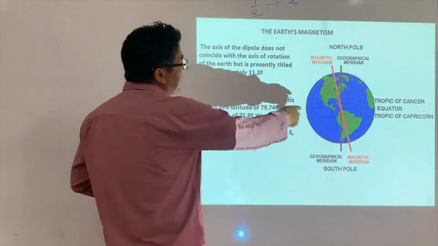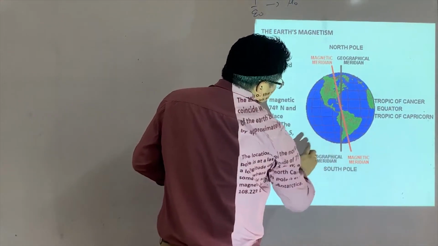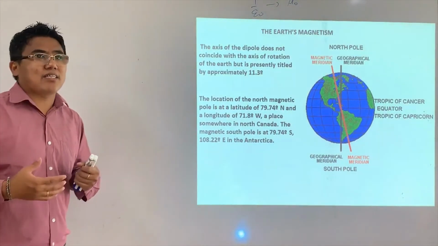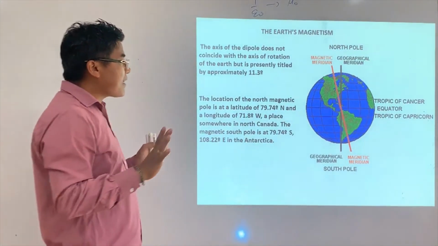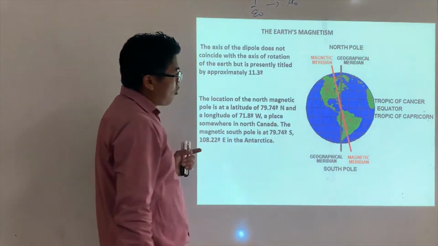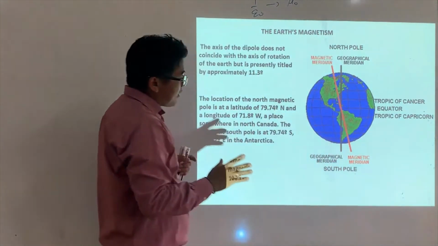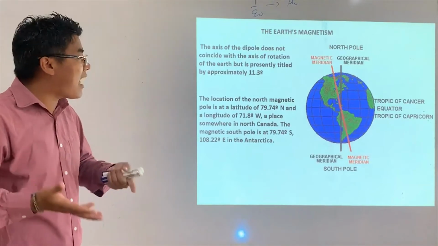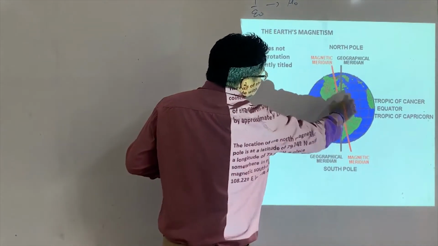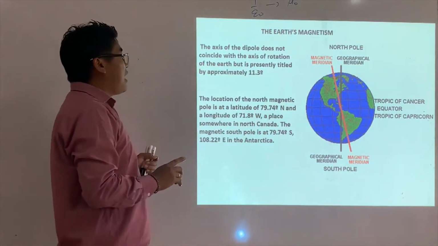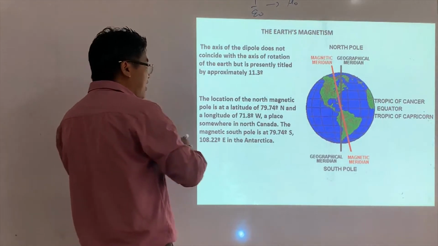That means geographical meridians do not coincide with magnetic meridians. A magnetic meridian is defined as a longitudinal line that joins magnetic north and magnetic south. And a geographical meridian is an imaginary longitudinal line that joins geographical north and geographical south. So these don't coincide, and the angle is what we call 11.3 degrees. Now, where is the magnetic north and where is the magnetic south? The position of magnetic north is this.